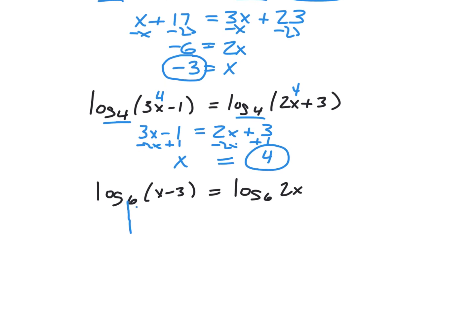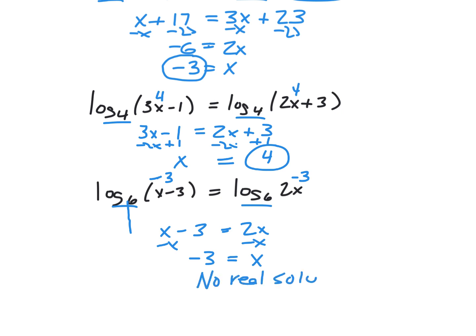Last example, they're both base 6, so I can set x minus 3 equal to 2x. I can subtract the x. I'm going to get x to be negative 3. If I plug negative 3 in here for x, you can see I'm taking the log base 6 of negative 6, which, again, is not possible. So therefore, these solutions would not check. There'd be no real solution for this one.